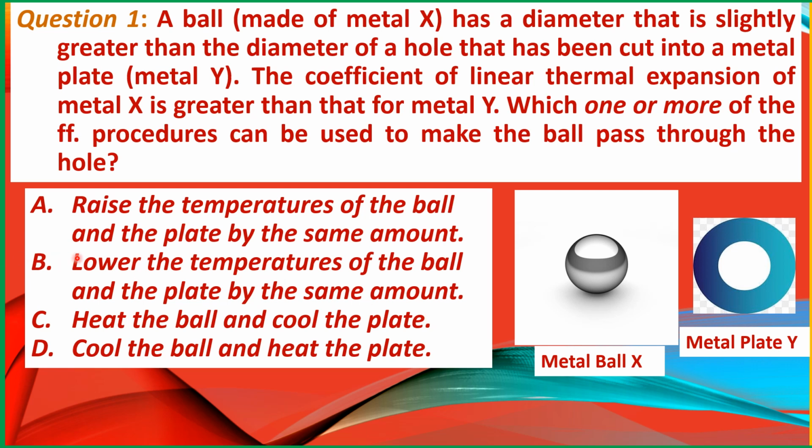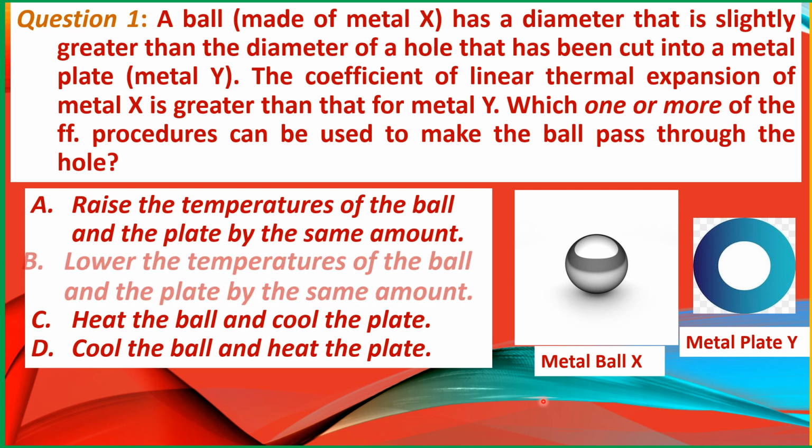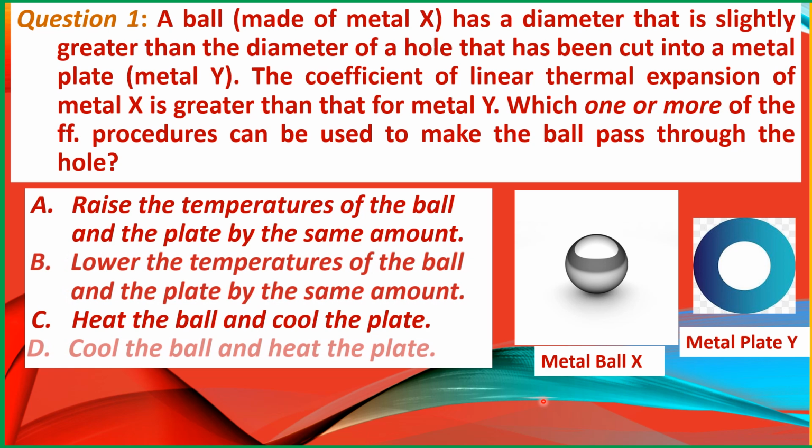So option letter A, raise the temperatures of the ball and the plate by the same amount. Option letter B, lower the temperatures of the ball and the plate by the same amount. Letter C, heat the ball and cool the plate. And option letter D, cool the ball and heat the plate. Okay. The correct answers are option B and option D.